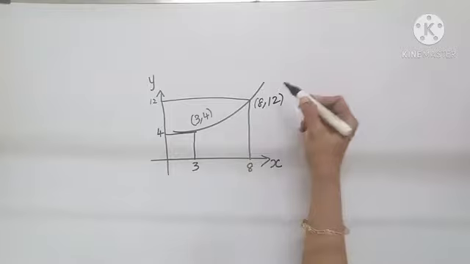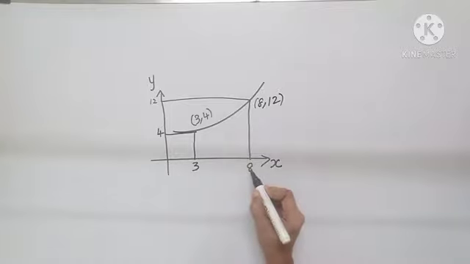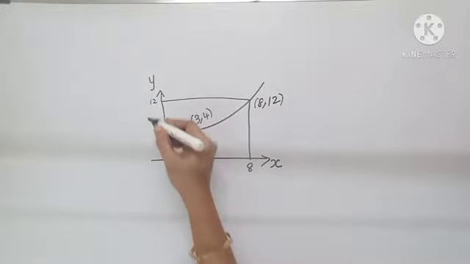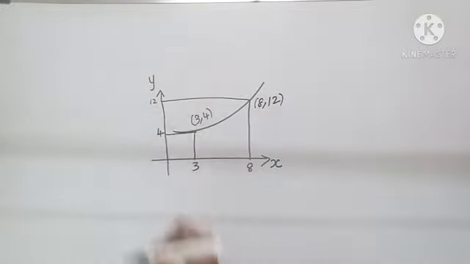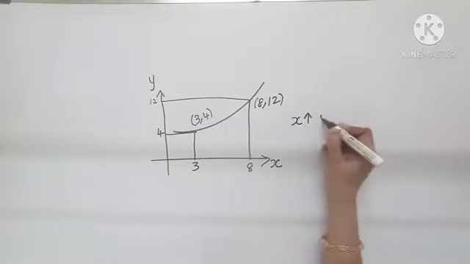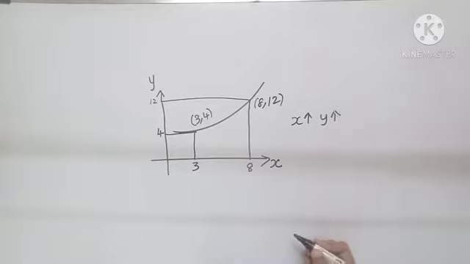What do I see? From 3 to 8, the x value increases. What do I see here? From 4 to 12, the y value also increases. When x increases, y also increases.